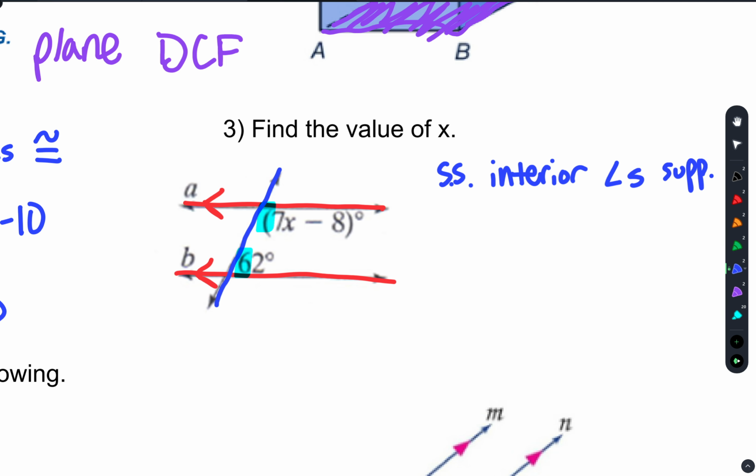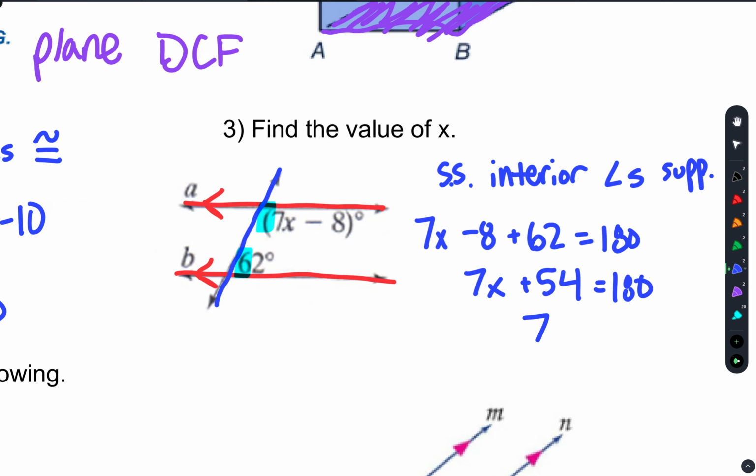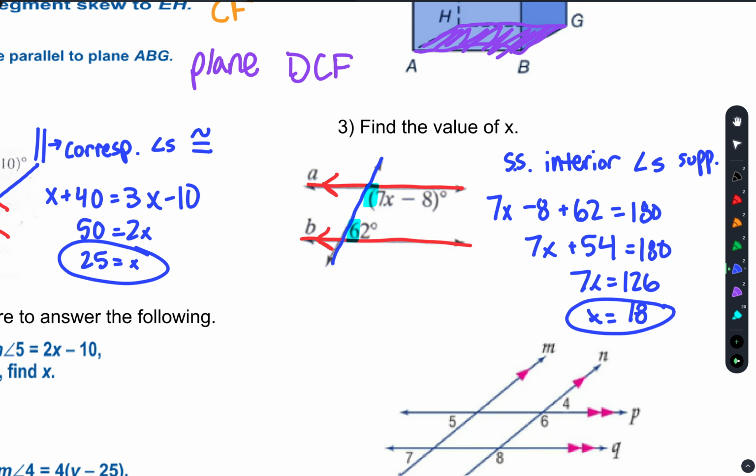Yeah. Perfect. We add them together. We set them equal to 180. So this is 7x plus 54 equals 180, or 7x equals 126. I don't know what this gets me. 18? Does that sound right? All right. Any questions on that one?